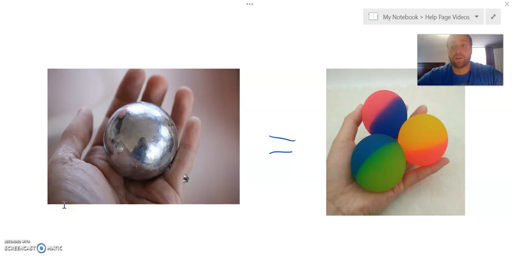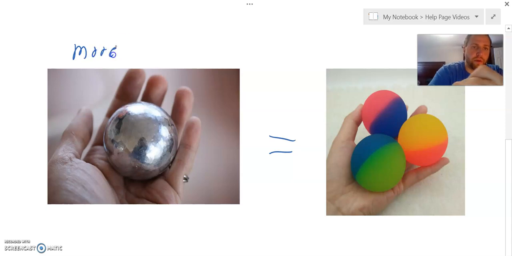This idea now circles back to our original definition. Which item would have more stuff in it? Well, we definitely know that we'll have more stuff in the metal ball versus the rubber ball.